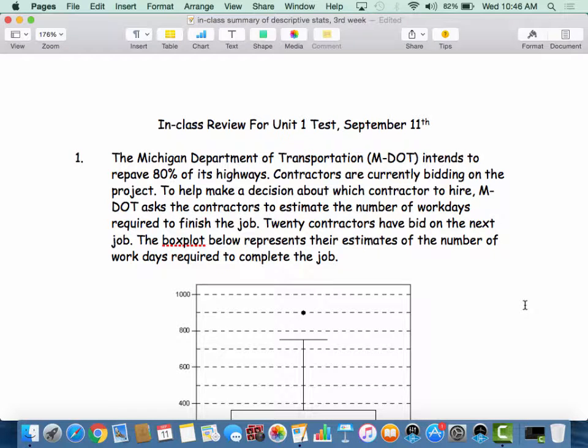All right, guys, here's what we're going to do. I'm just going to talk to you like I do regularly because I am right now. So these 6 questions that I passed out to you, we're going to go over these. These are very reminiscent of questions that you can expect to see on the Unit 1 test for descriptive statistics.